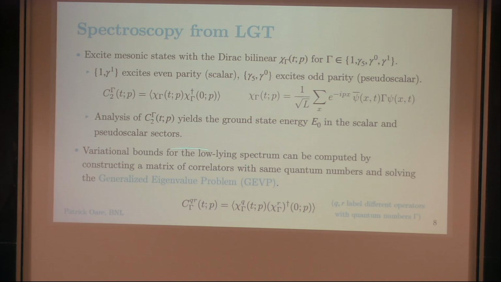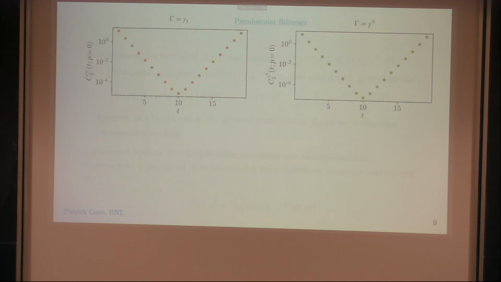What we're working on now is trying to do a variational analysis for the excited states of the system. If you enlarge your operator basis, you can compute essentially a matrix of correlators here and then solve the generalized eigenvalue problem to give yourself variational bounds on the nth energy levels of the system. I'll show some results from this, but I'm not going to talk too much about the specific details of how this works.